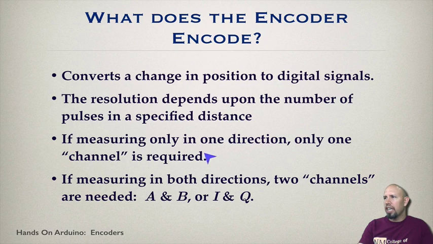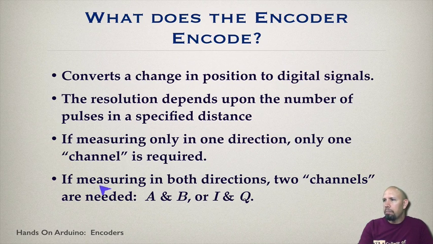If you're only measuring in one direction, you will only need one channel. That is, you will only need one set of pulses to determine how far you've gone, and you just count the number of pulses, and that will tell you how far you've rotated. For example, with this one, if I turn it one full revolution, I should get 1,000 pulses. If I get, let's say, 500 pulses, that means I've only gone halfway around, right? So it's proportional that way.